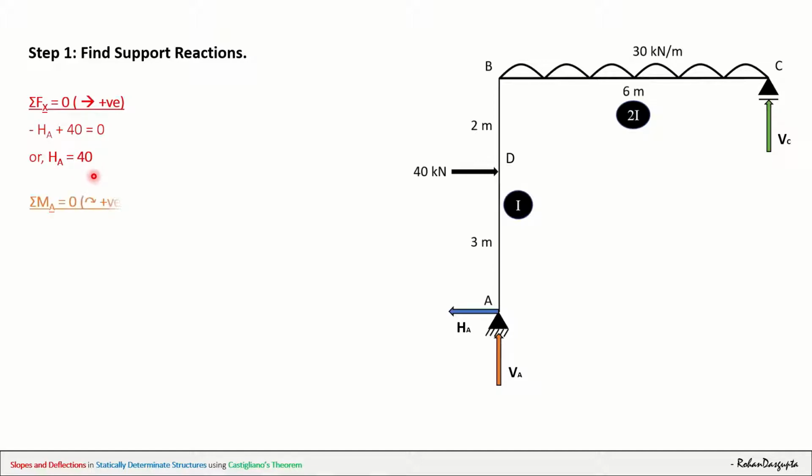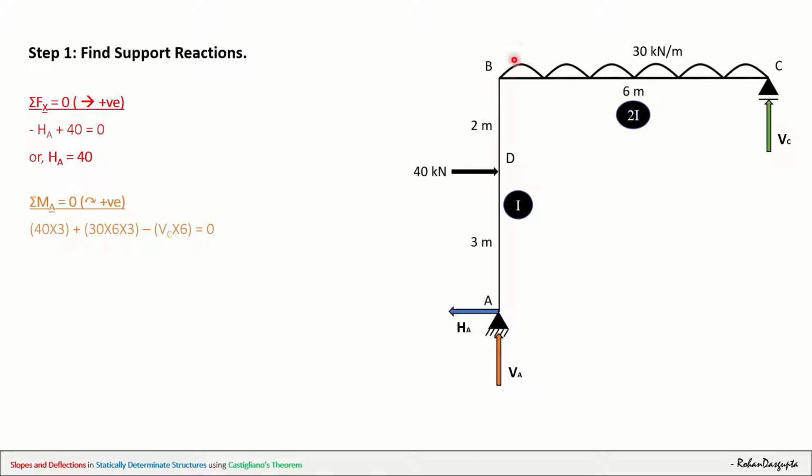Now let's come to summation of moment about A equals 0, and let's take clockwise as positive. Definitely HA and VA will not have any moment about A. So let's start with 40. The 40 will have a clockwise moment about A, and that will be plus 40 multiplied by 3. So here you see 40 multiplied by 3.